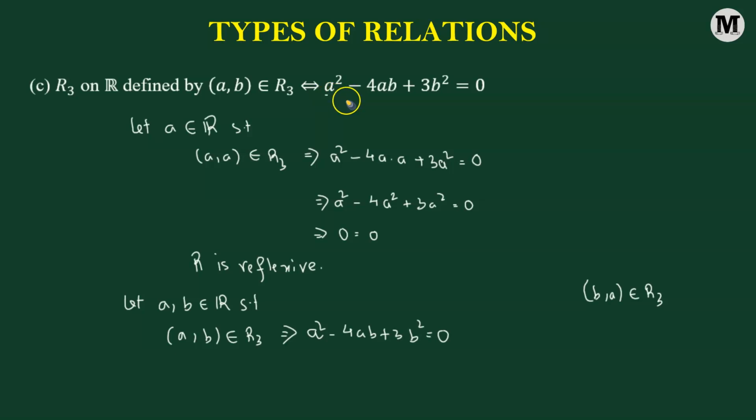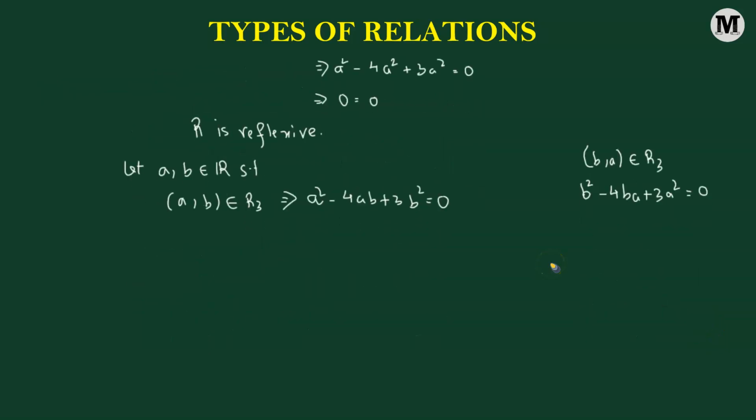So wherever we see a, we're going to replace it with b. We get b squared minus 4 times ba, and wherever we see b, we have to replace it with a. So this is the equation that we need to get in order to show that b comma a belongs to R3. But there is no way we can arrange the terms of this equation a squared minus 4ab plus 3b squared equals to 0 to get this equation. There is no way. You can try that out.